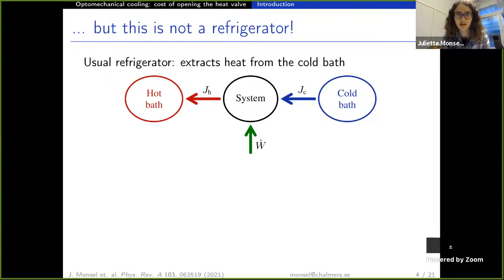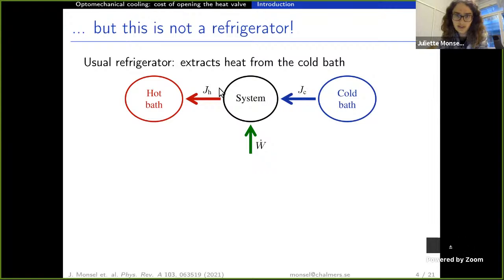So in thermodynamics, when you have a refrigerator, what you want to do is cool down the cold bath. So you have a working substance, you provide work to this working substance, and that allows you to reverse the heat flow and extract heat from the cold bath. So heat is going from cold to hot.